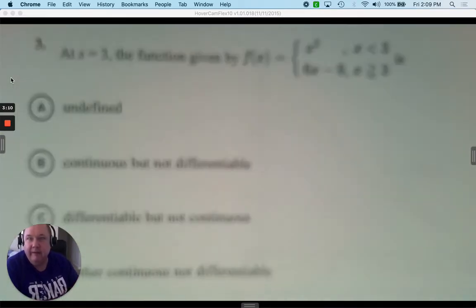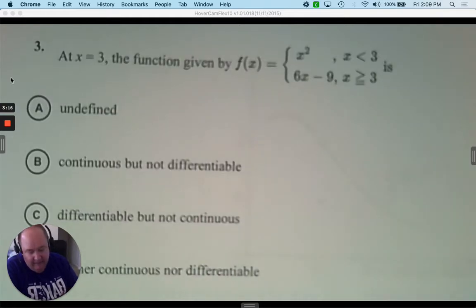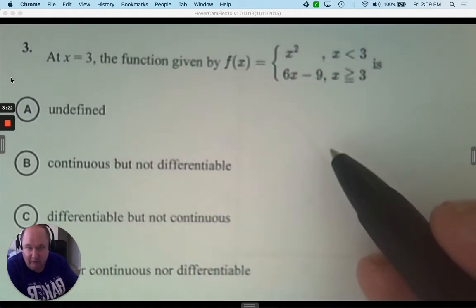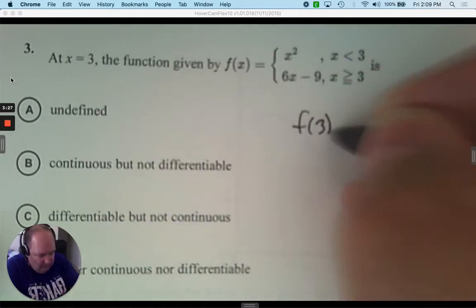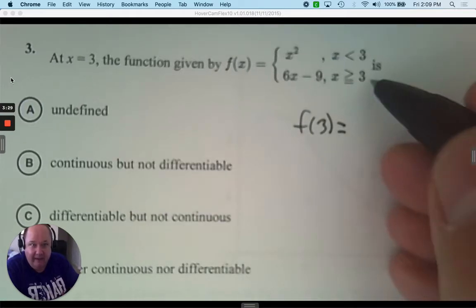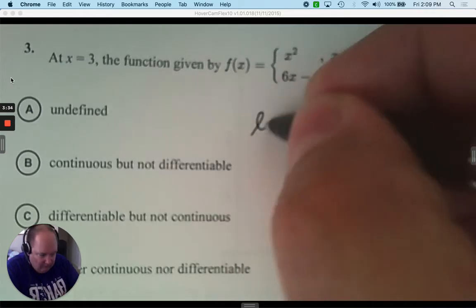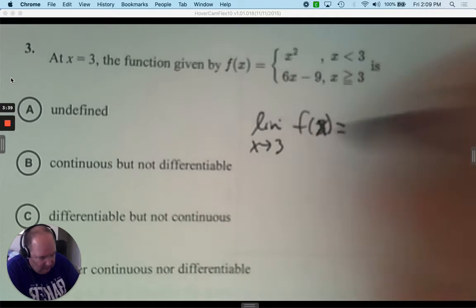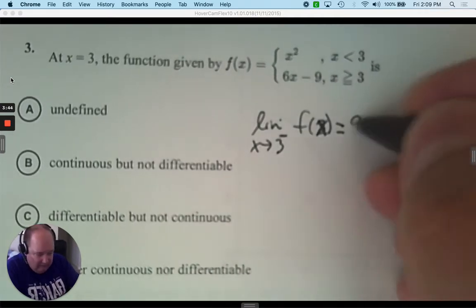Number 3. At x equals 3, the function given by f of x equals x squared for x less than 3, and 6x minus 9 otherwise, and then it gives you a bunch of different options for this when x equals 3. I'm first going to plug 3 in, and exactly there it's going to equal this. So I could write it also as a limit. The limit as x approaches 3 from the left. If you plug 3 into the top, the answer is 9.